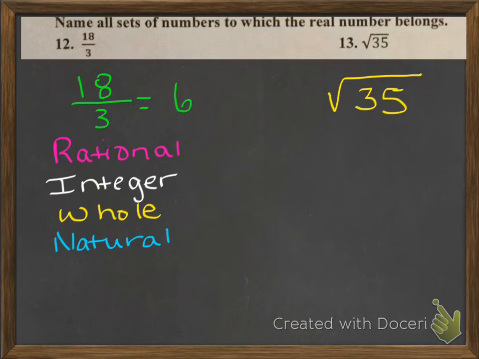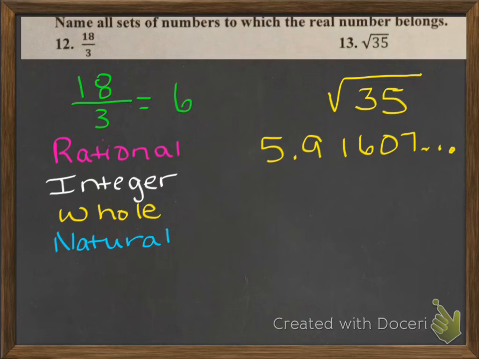Now let's go ahead and look at number 13. The square root of 35. Remember, an easy way to remember this is if you're working with square roots, unless that number underneath the radical is a perfect square, the answer is going to be irrational. It's going to be irrational because you're going to get some crazy long answer.